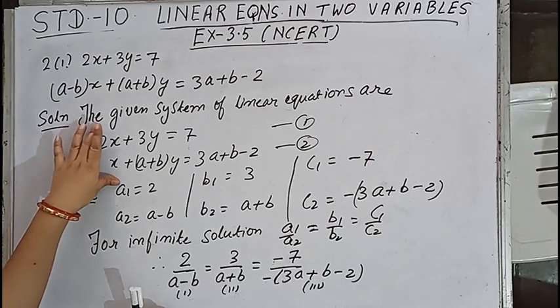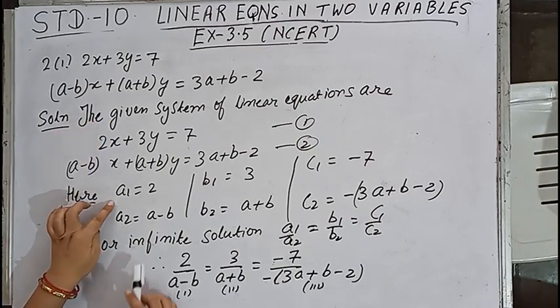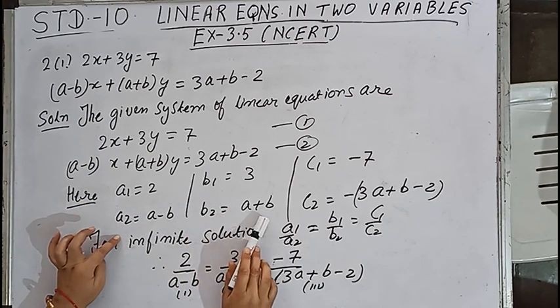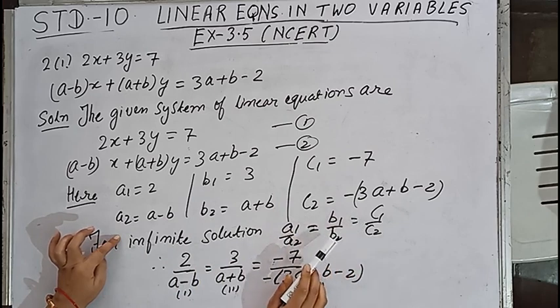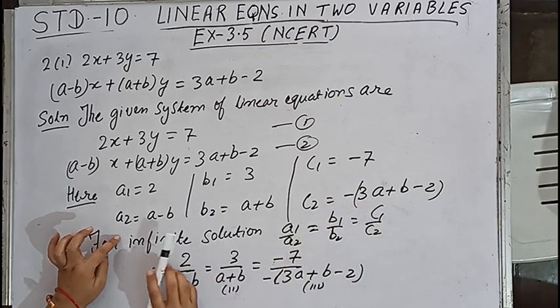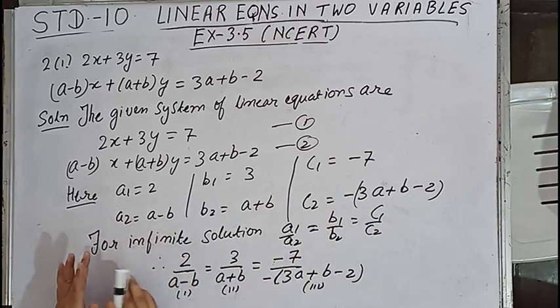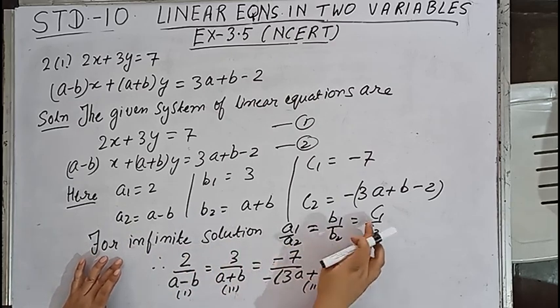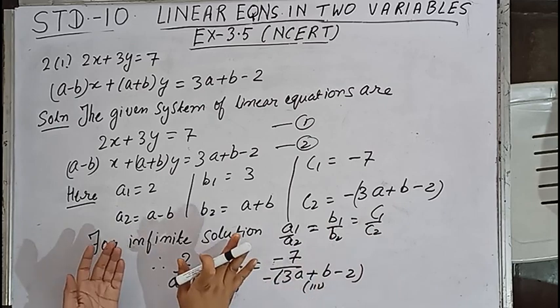First let us write the given system of equations. Clearly here a1 = 2, a2 = a - b, b1 = 3, b2 = a + b, c1 = -7 and c2 = -(3a + b - 2). Now the condition for infinite solutions is a1/a2 = b1/b2 = c1/c2. Let us put the values now.